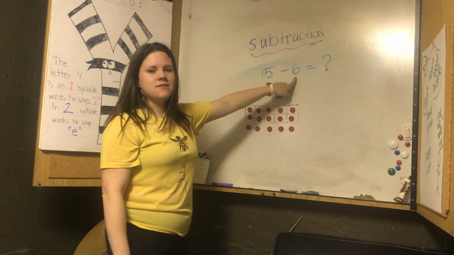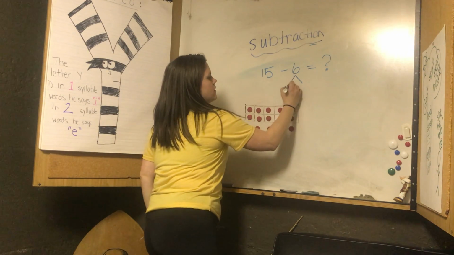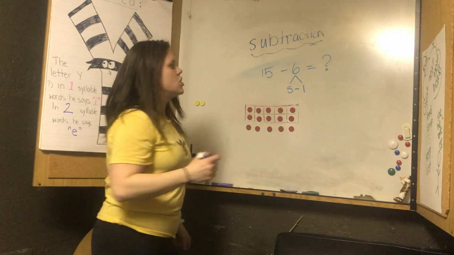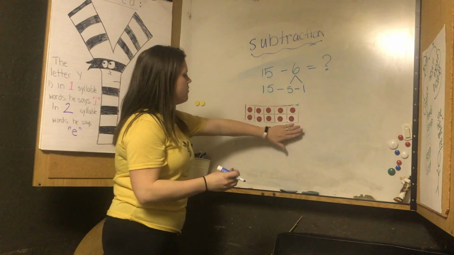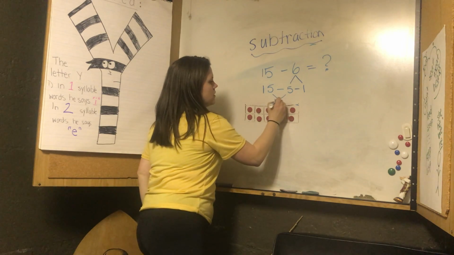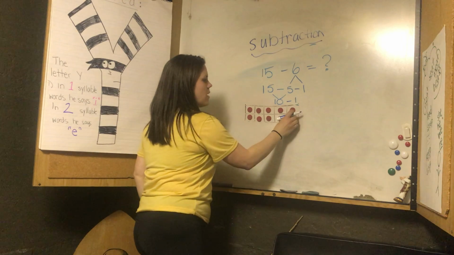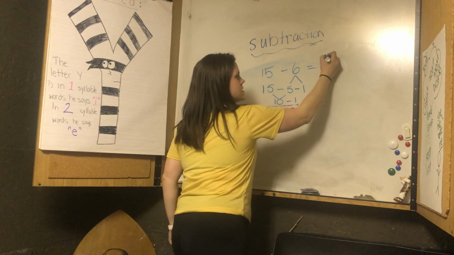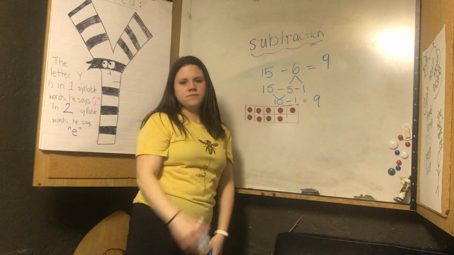Can I easily decompose this 6 so that one of the parts is 5? I can. 6 is the same as 5 and 1. So, if I have 15 and I take away 5, that leaves me with 10. And now all I have left to do is take away 1 more. Well, 10 take away 1 equals 9. The difference was 9. Mr. Egan and Jack and Thomas left me with 9 apples.